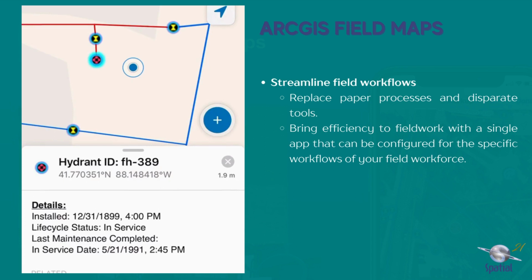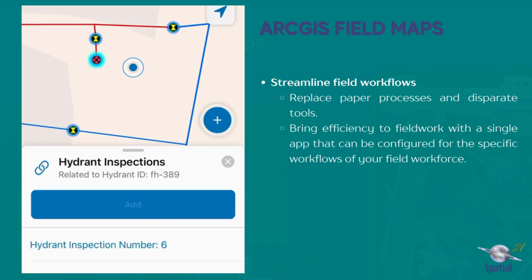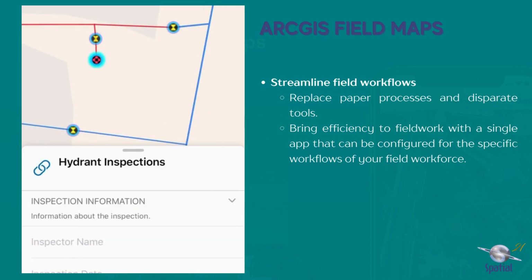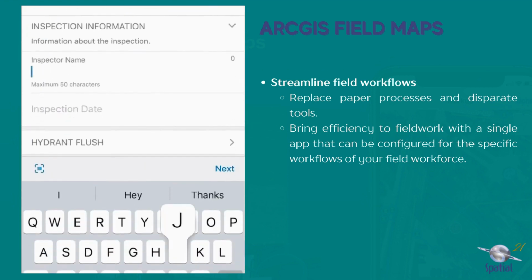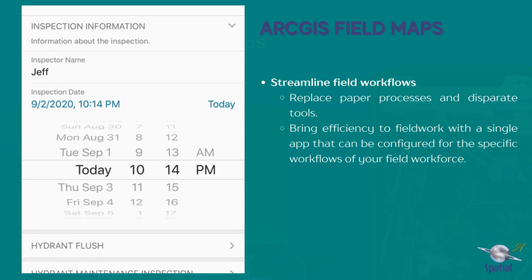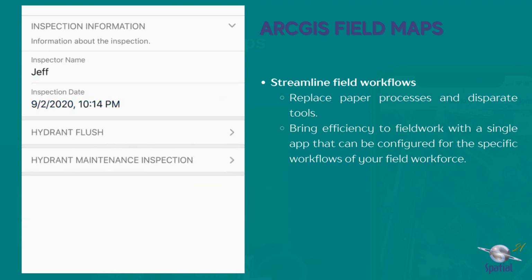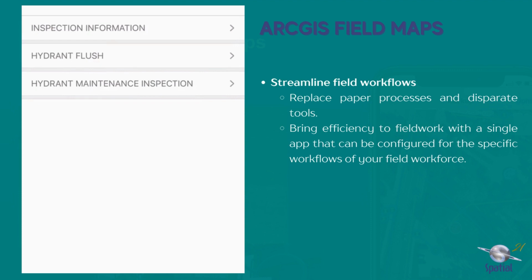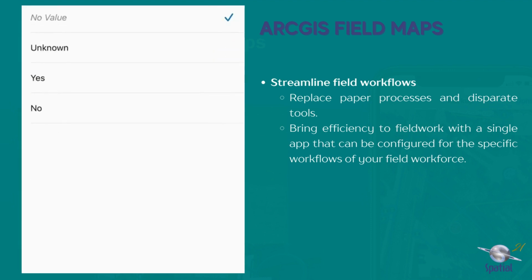ArcGIS Field Maps allow organizations to streamline field data collection workflows, thus eliminating the need for paper-based workflows or switching back and forth between different applications. It allows users to create and configure maps to suit specific field workflows. This includes both indoor and outdoor field data collection.